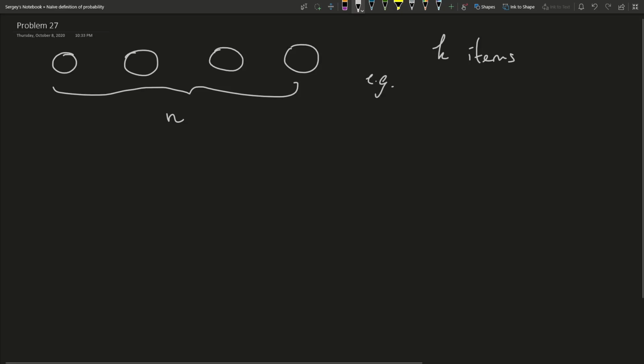So as an example, let's think of k being 3. So one assignment could be this. We could have an item here and then 2 items here. So notice that this bucket has more than one item. So these are the events that we're interested in.